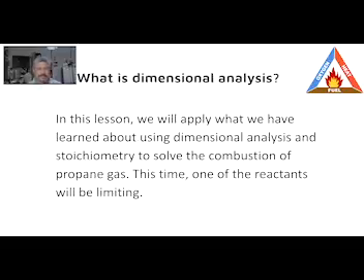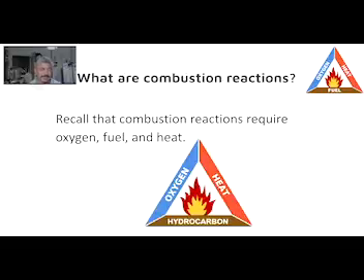In this lesson, we're going to apply what we have learned about using dimensional analysis and stoichiometry to solve the combustion of propane gas. This time, one of the reactants will be limiting. Recall that combustion reactions require oxygen, fuel, and heat. Our fuel is a hydrocarbon. Now, since we're doing this experiment on Earth, oxygen gas is in plentiful supply. However, if I was to do this experiment on the Moon or Mars, that would be a different situation.